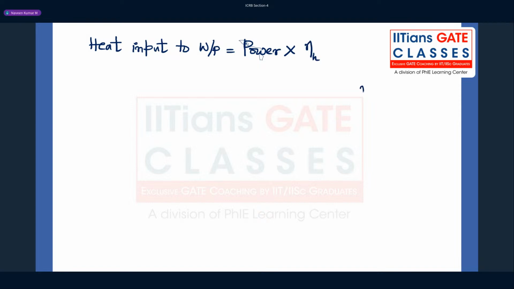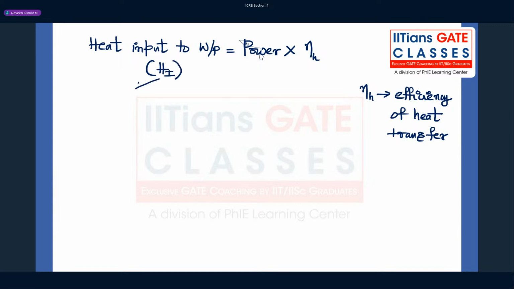Okay, so this eta H is the efficiency of heat transfer. Please remember that this heat input we will denote as HI. And the unit of this is not joules, it is joule per second. Please remember that, that's very important. Don't make a mistake with the units. Because this is power, V into I into efficiency, and power is energy per time, joules per second. So this is also joule per second. This is very important.